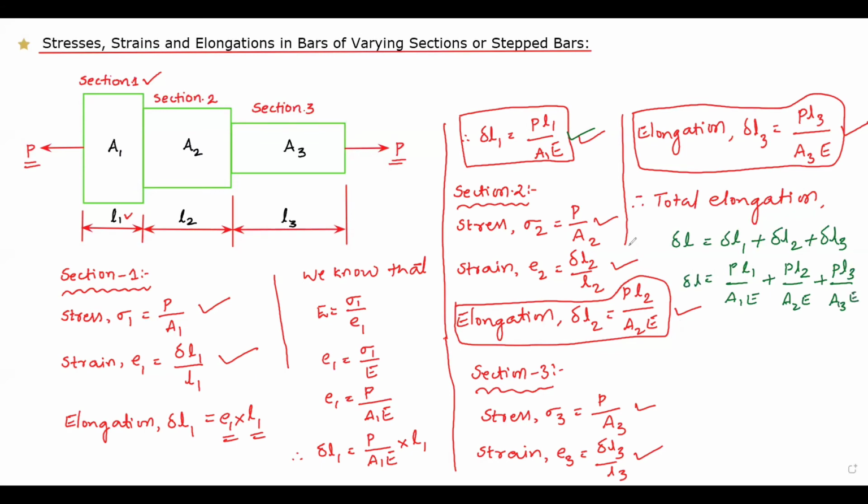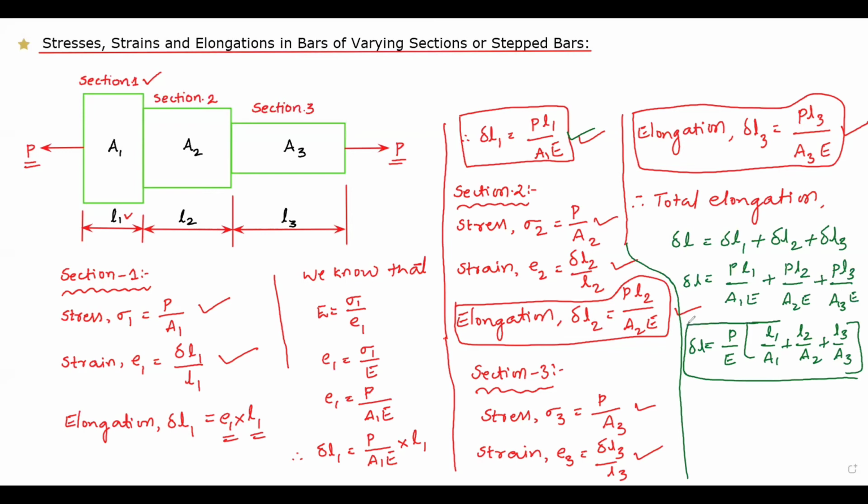So this is the equation, and here we can simplify it. P by E we can take common, because they are constant for this given figure. Then L1 by A1 plus L2 by A2 plus L3 by A3, right? This is the equation for the given figure, and we can use it for calculating the total elongation of the given figure.